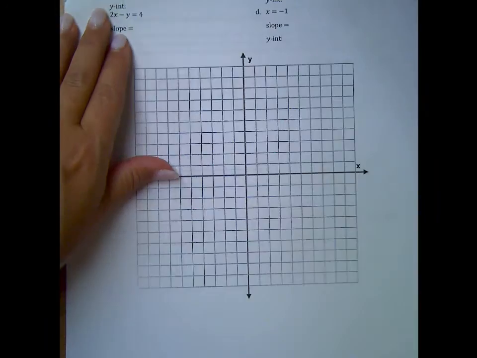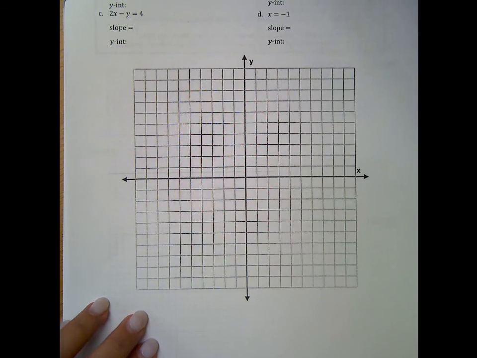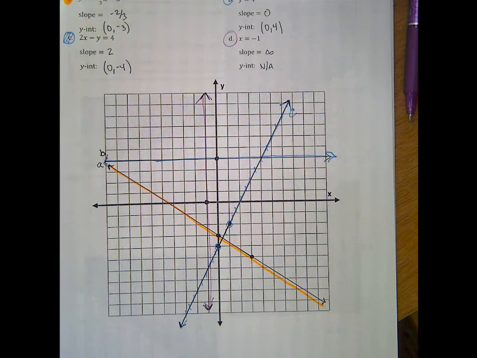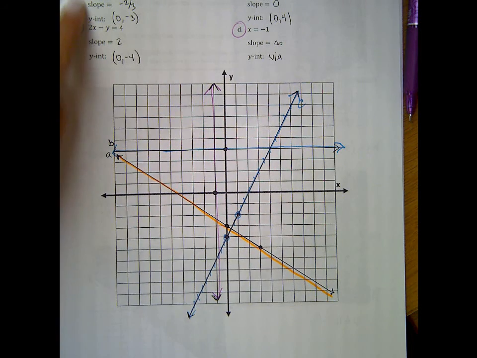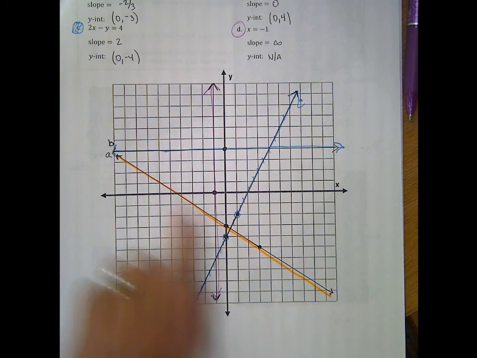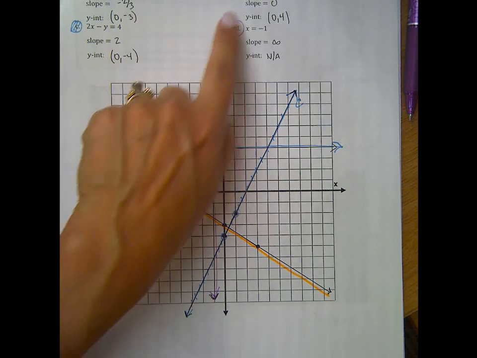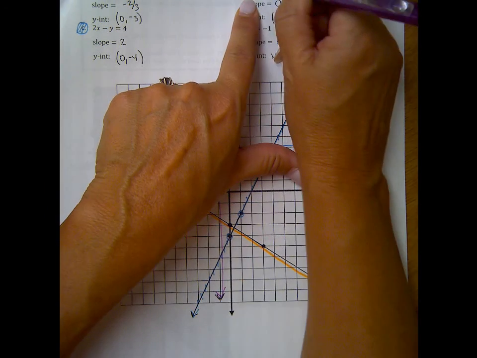Okay, so the last one, I want you to graph all 3 of these lines. I want you to pause here and try it by yourself, and then you can come back and check it. Okay, here are your final answers. A is the orange line. It's a negative slope, so make sure it's going this direction with a y-intercept of -3 and a slope of -2/3.